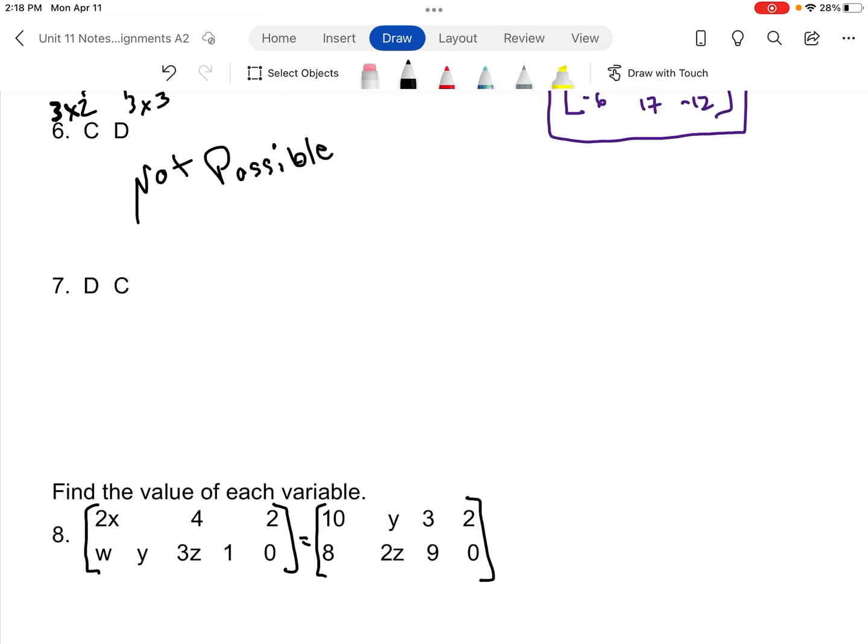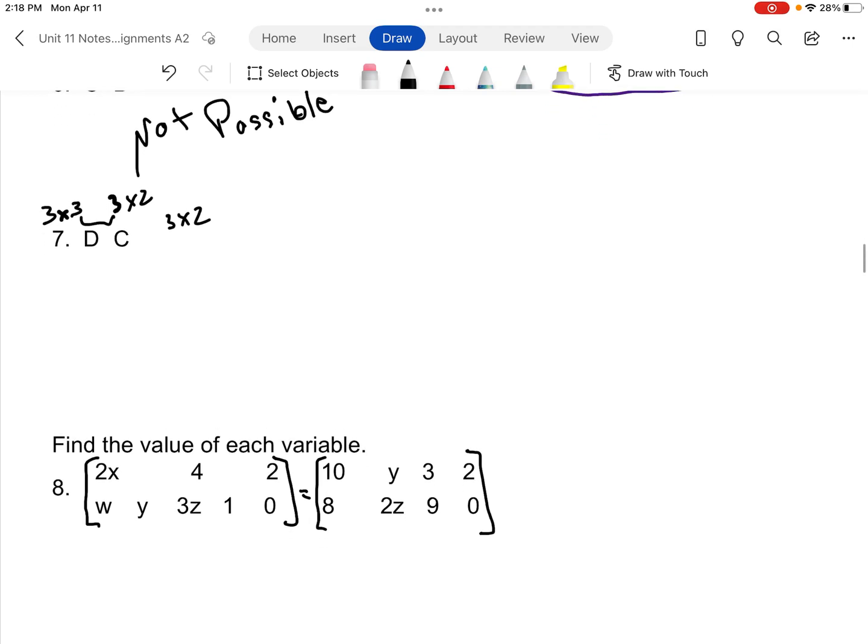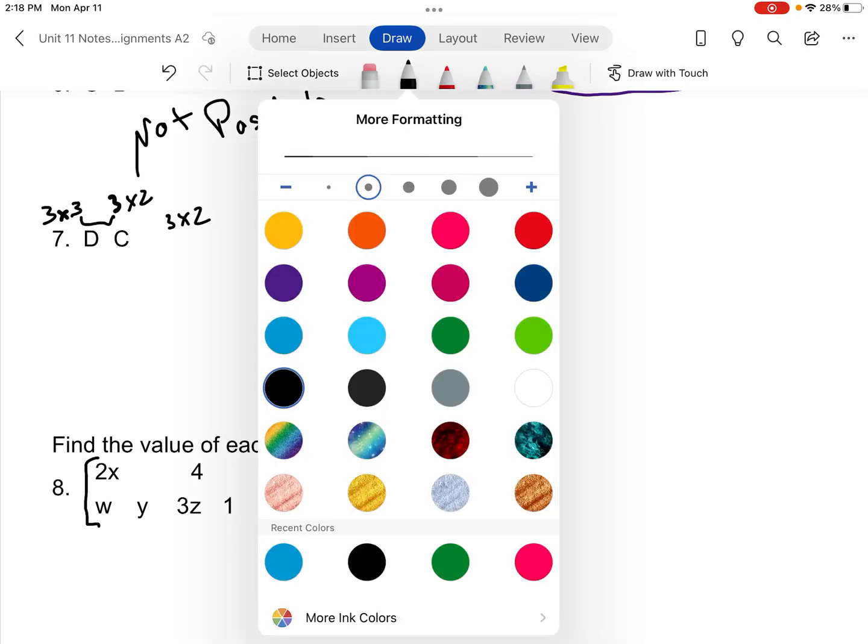All right. Number 7, D times C. Matrix D is 3 by 3. Matrix C is 3 by 2. That can be multiplied, and it will result in a 3 by 2 matrix. Okay, so I do want you to pause on this one and then really give this one a try, see how you do. And then when you're done, come back, hit play, and check your answer.